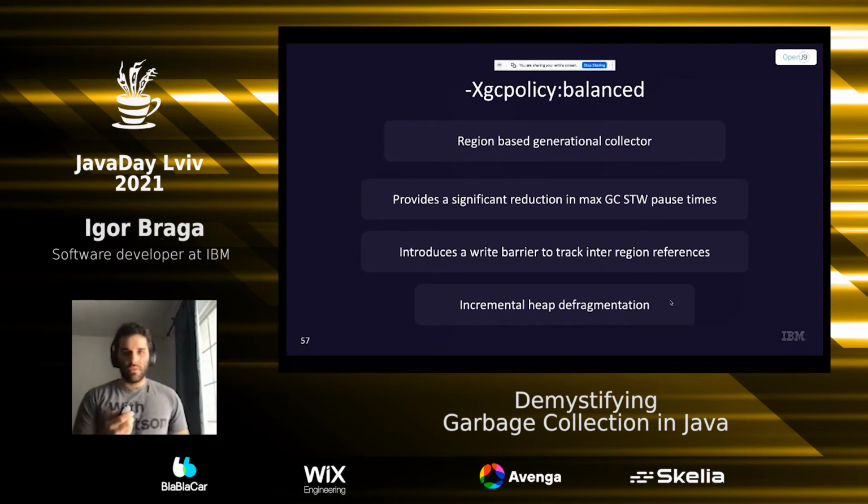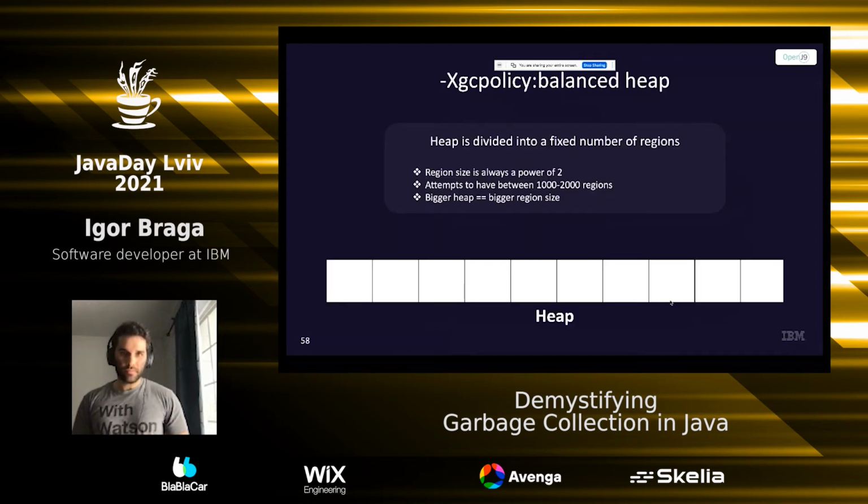And this has a really cool feature with incremental heap defragmentation, which I'm going to show you with a cool graph in a little bit. So like I said, the heap is divided into regions. But here, the bigger the heap, the larger the region, because we try to have around 1,000 to 2,000 regions at most on this policy.